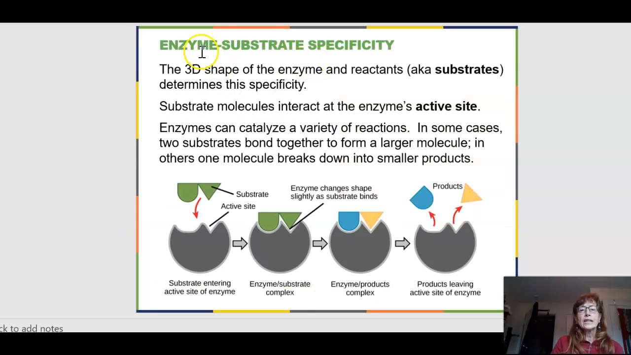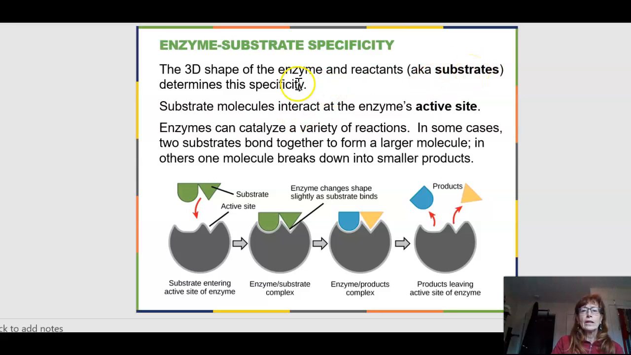So this idea that the enzyme works with a very particular substrate, we say that it is enzyme substrate specificity. So it just means it's very specific to some substrate. So when we look at the enzyme, remember that all of these molecules are three-dimensional, and that reactants are the things we are calling substrates.